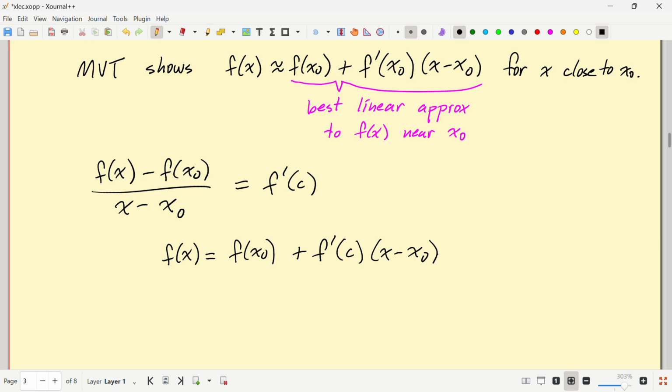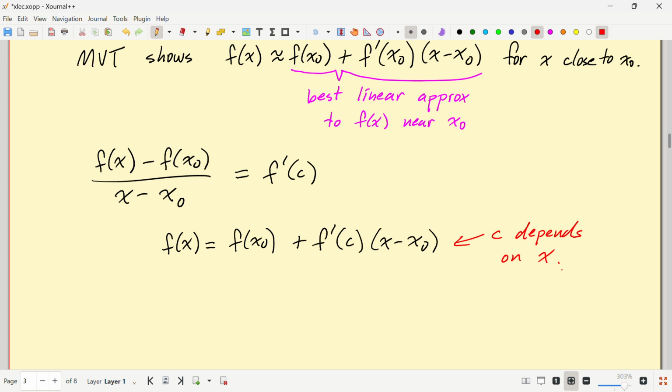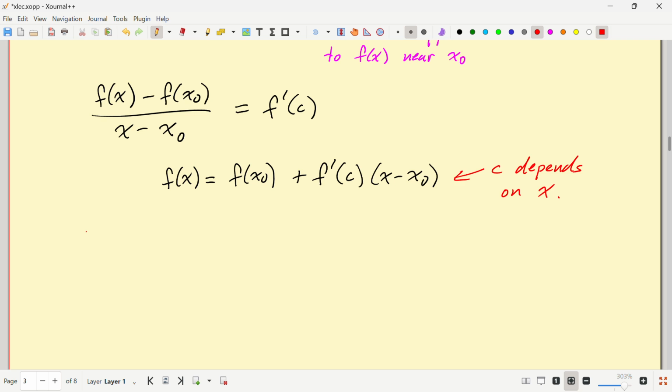Of course, c depends on x, so that equality isn't true for all x. C depends on x. Important to keep that in mind. And so now, if I subtract that linear approximation, if I take f(x) minus, that linear approximation was f(x naught) plus f prime of x naught times x minus x naught.